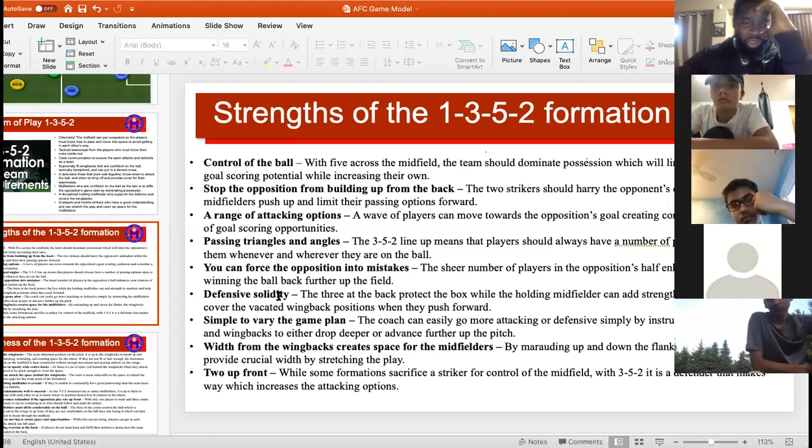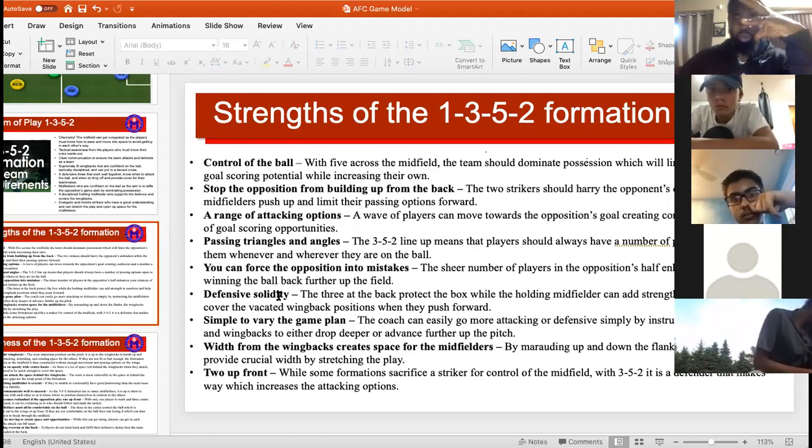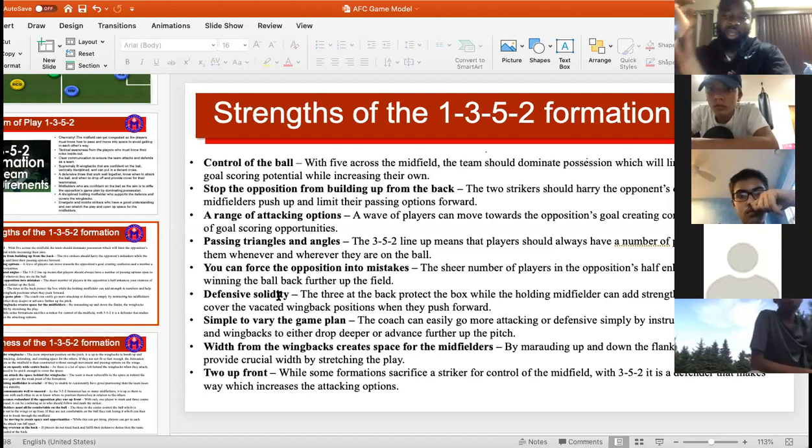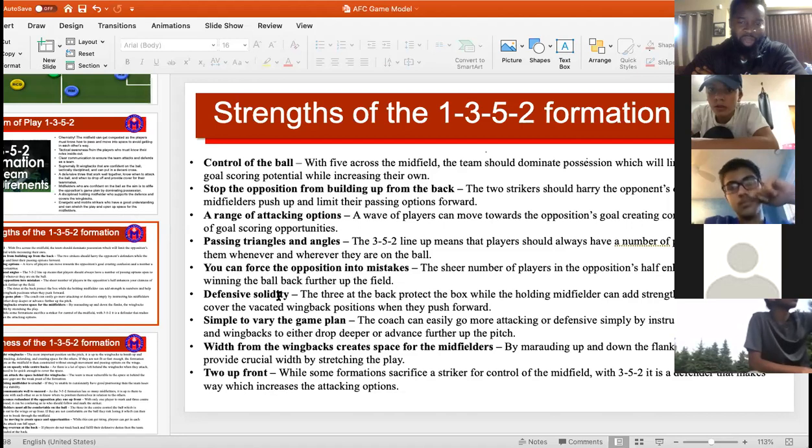We can defend in good shape. We can defend with the back three. We can protect the box, and the holding midfield can be good on the ball. So these are our strengths. We should play very, very simple according to the game plan.